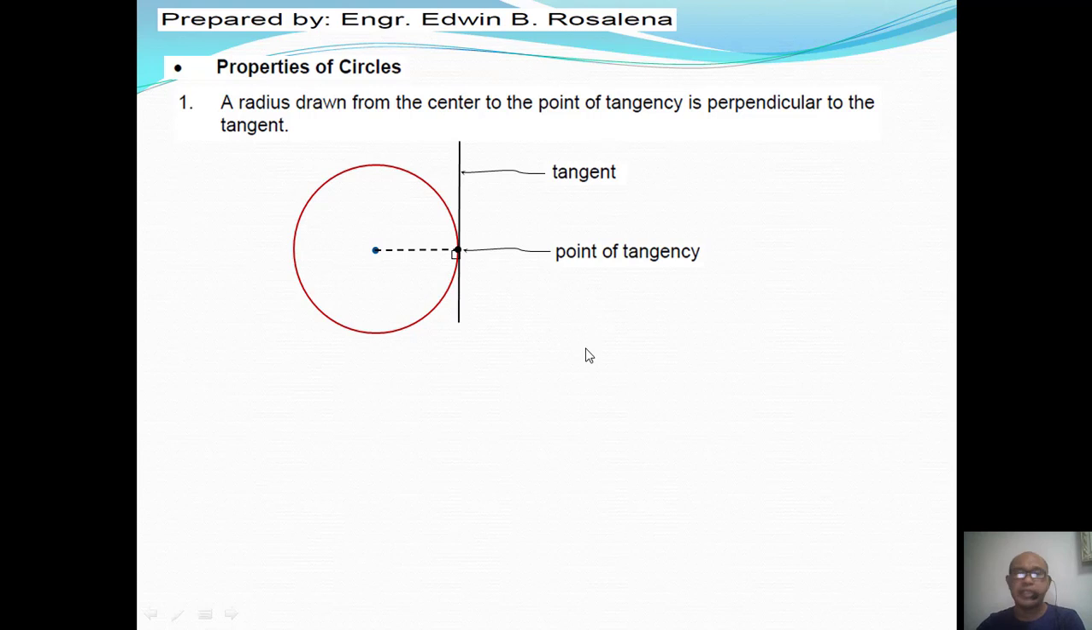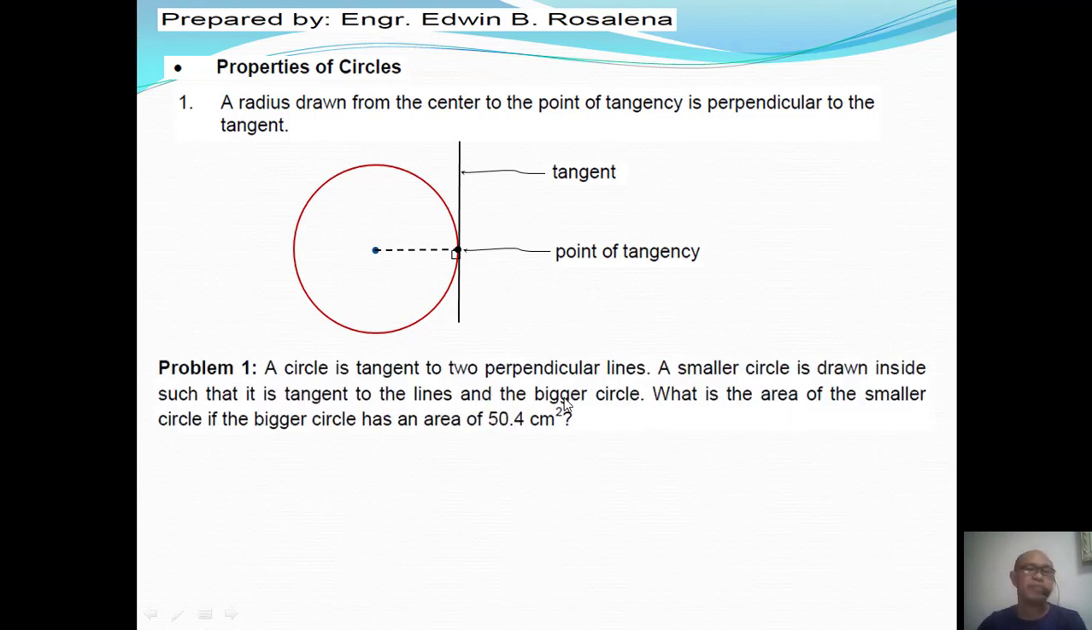Okay, so to illustrate, we have problem number 1. A circle is tangent to two perpendicular lines. A smaller circle is drawn inside such that it is tangent to the lines and the bigger circle. What is the area of the smaller circle if the big circle has an area of 50.4 square centimeters?